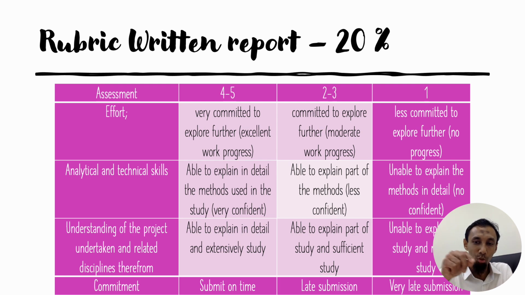So we will look at whatever you write in your report, and for the lab session, whatever you report in your lab report, we will assess how you explain whatever is related to your lab session. So 1 is unable to explain, and you just copy and paste without any explanation. And then understanding the project: able to explain in detail, and unable to explain is 1. And then commitment: you submit on time.